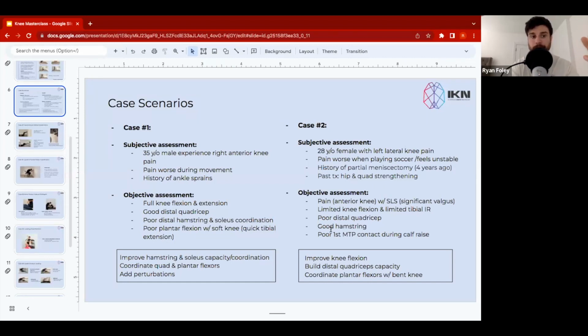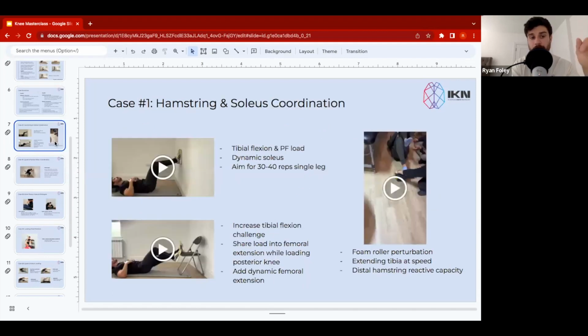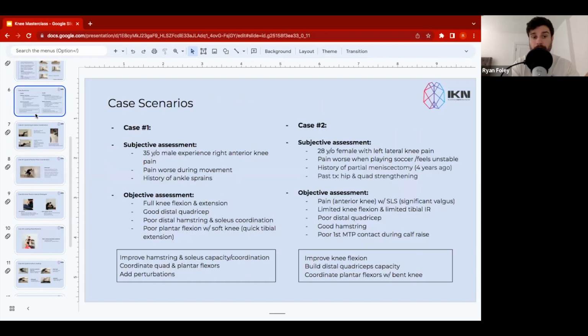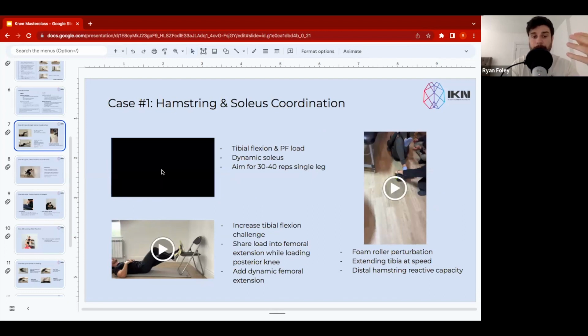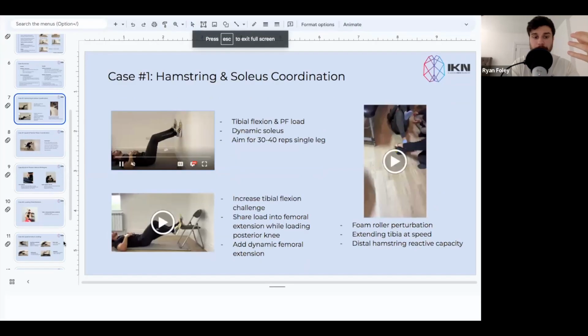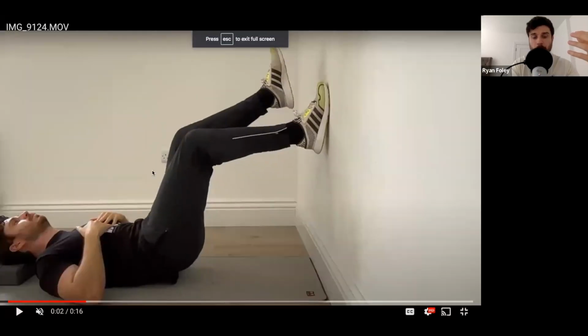Okay. So going into some early loading strategies, we want to try and facilitate, and this is for case 1, the first case here, the 35-year-old male experiencing right anterior knee pain. So early on, we want to try and get some load into the hamstrings, distal hamstrings, and the soleus. So we can use this wall calf raise strategy here. I'll bring this into full screen, where we're keeping the opposing limb not very flexed, we're keeping it very close to the target side.